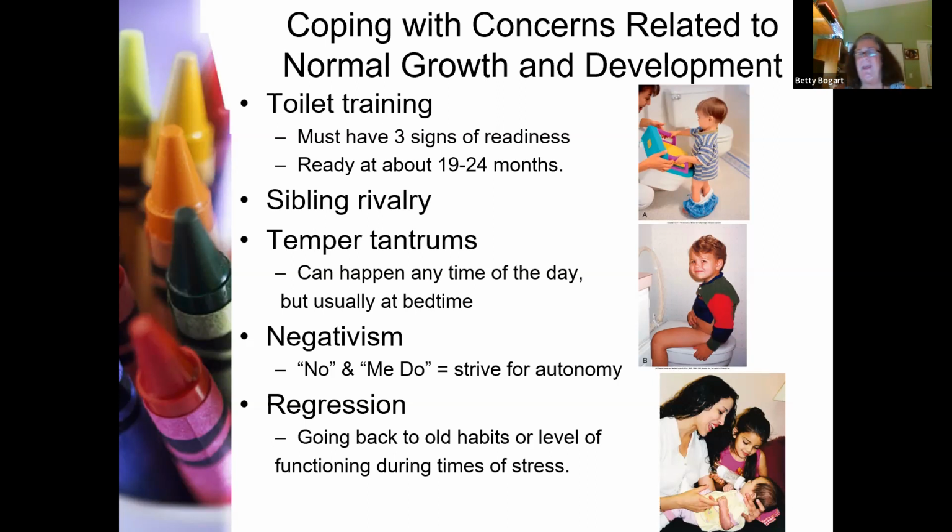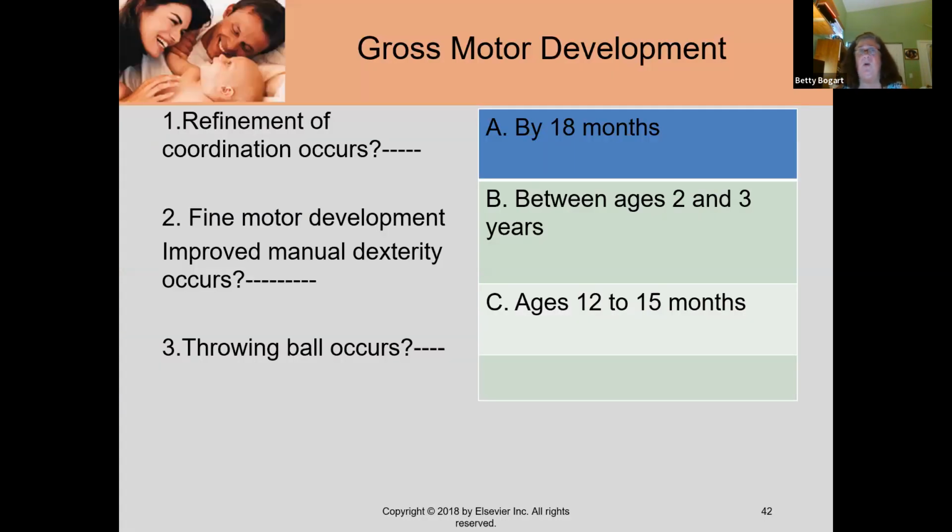And children, any age child, can regress during periods of stress. It could be due to them losing a cat or grandma moving away or any of those life events. They will regress and start having accidents when they're potty trained, or they will start sucking their thumb when they haven't done that in a while.